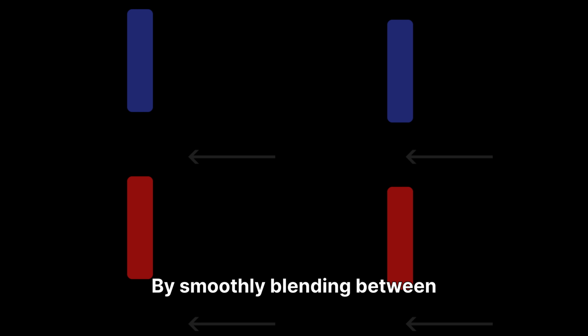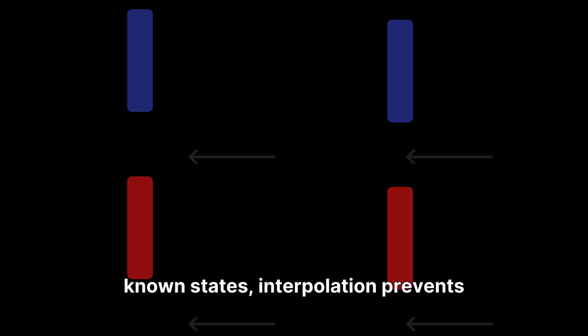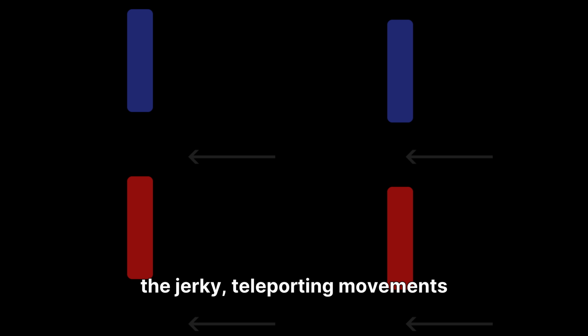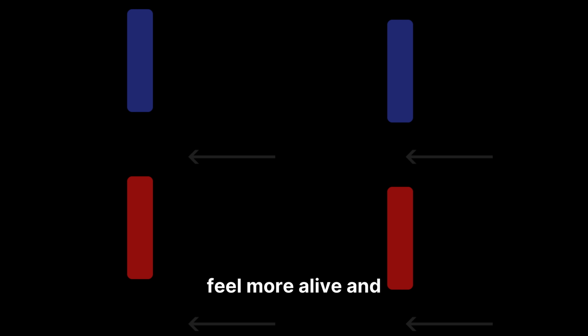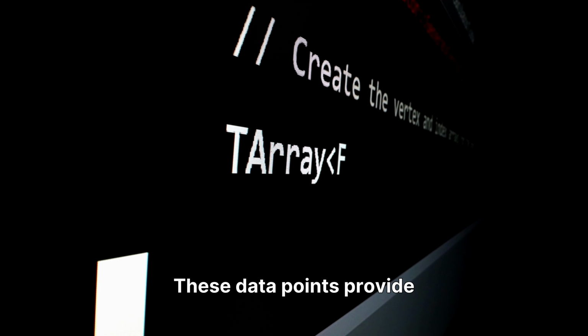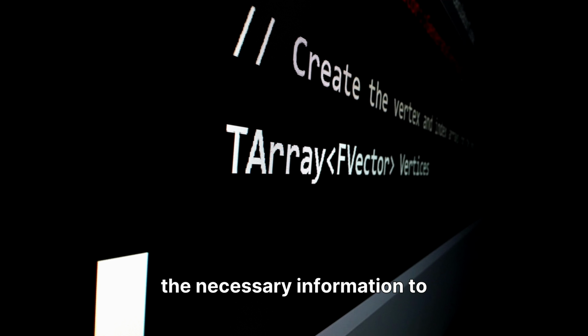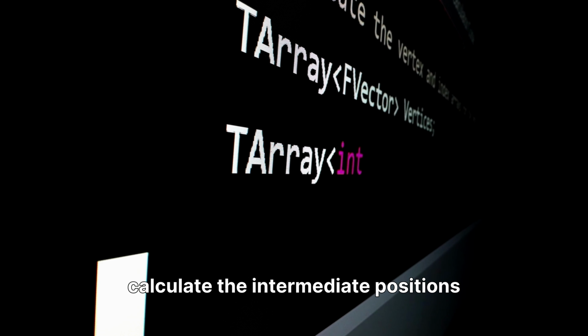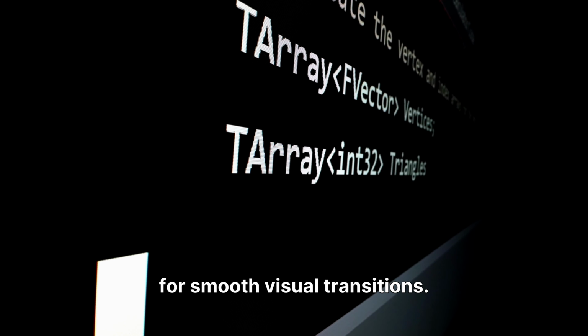By smoothly blending between known states, interpolation prevents the jerky, teleporting movements that would otherwise occur, making the game world feel more alive and responsive. In Unity, you can implement interpolation by storing the last two received positions and timestamps for each networked object. These data points provide the necessary information to calculate the intermediate positions for smooth visual transitions.